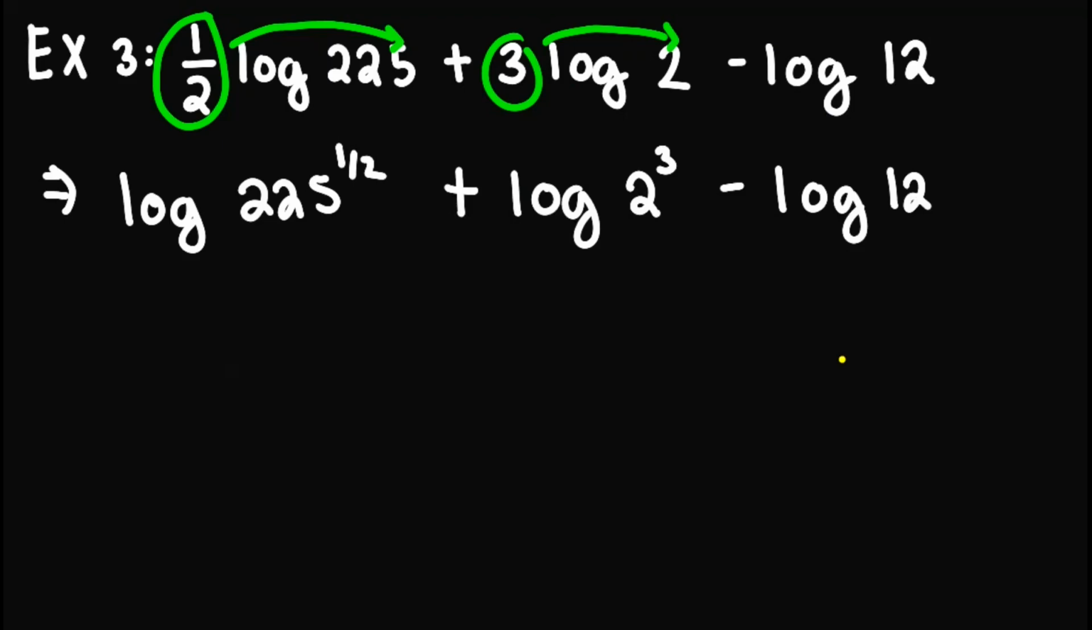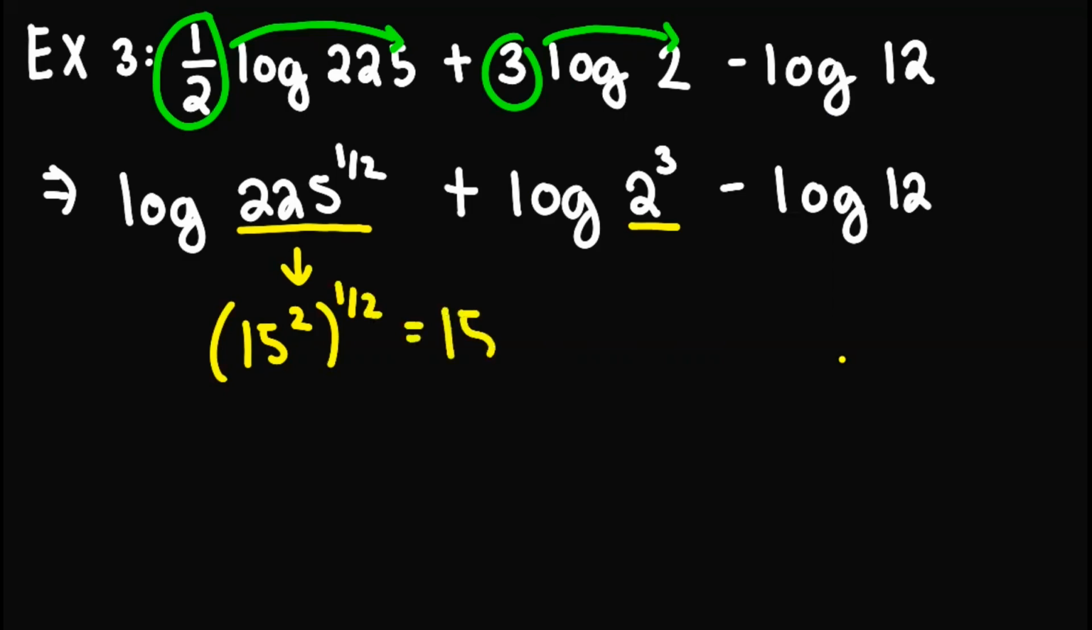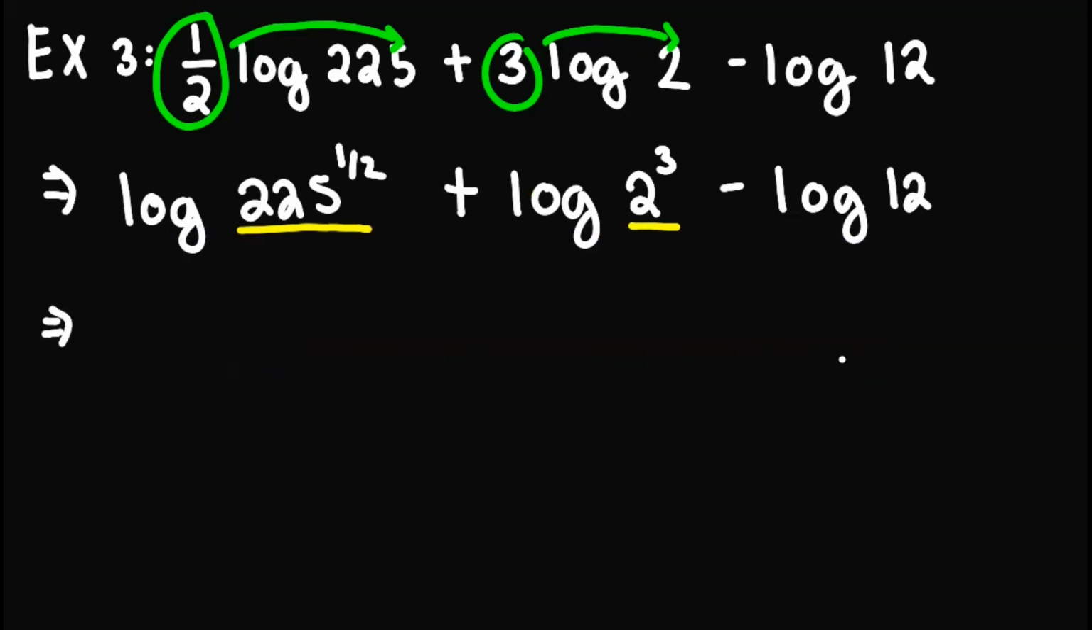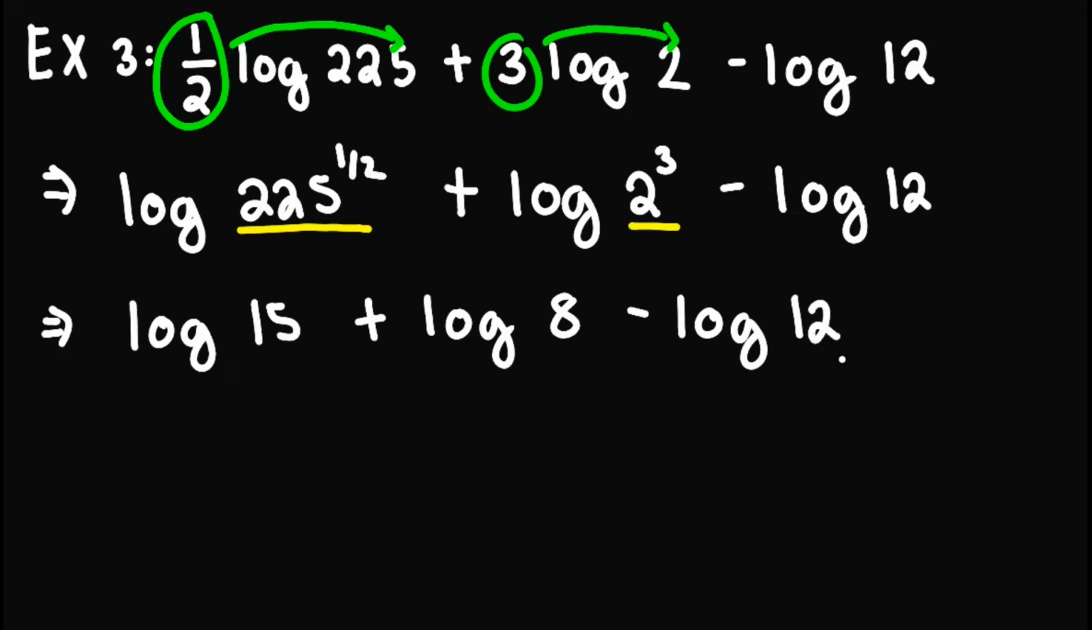And now let's simplify these expressions inside. So note that 225 is actually equal to 15 squared. So 15 squared raised to 1/2 is simply 15. On the other hand, 2 cubed is simply equal to 8. So with that in mind, we can write this one as the logarithm of 15 plus the logarithm of 8 minus the logarithm of 12.